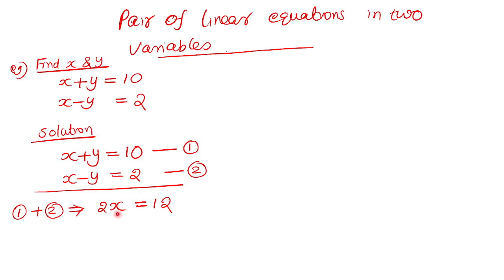Okay. So you know how to find the value of x. 2 into x is 12. 2 taken to the other side. X will be 12 by 2. Meaning that x equal to 6. I got the value of x.